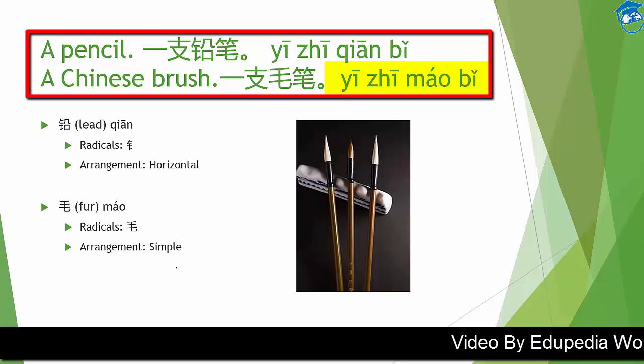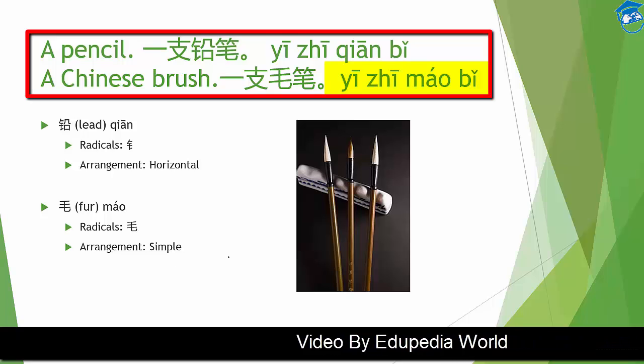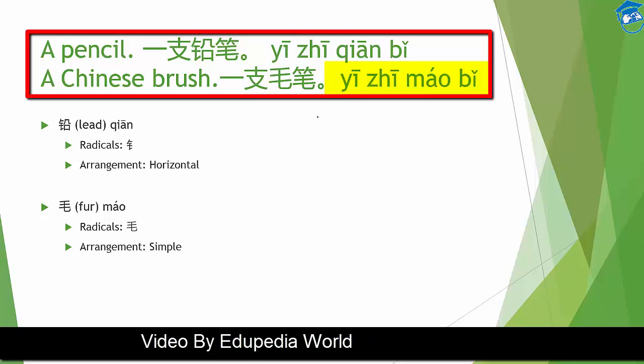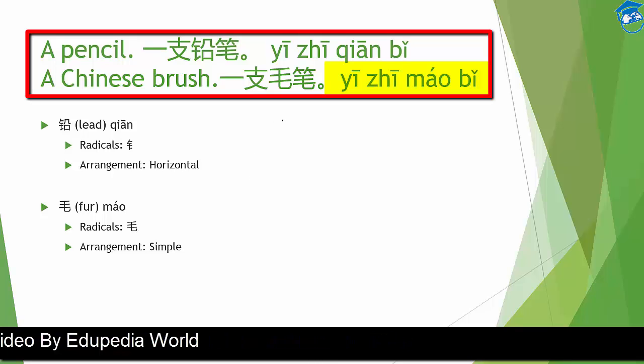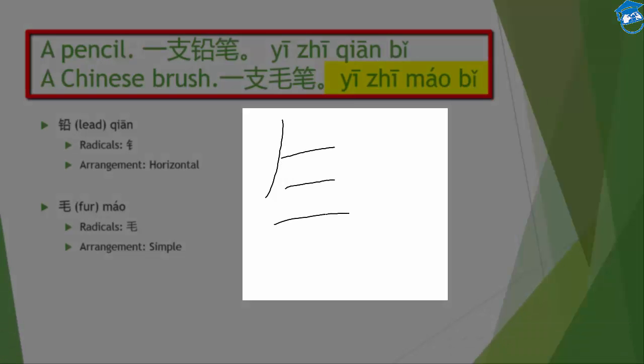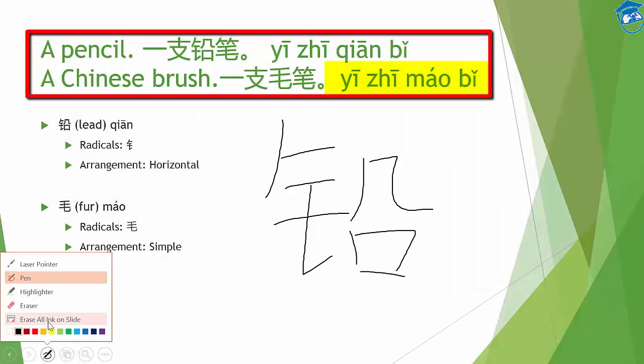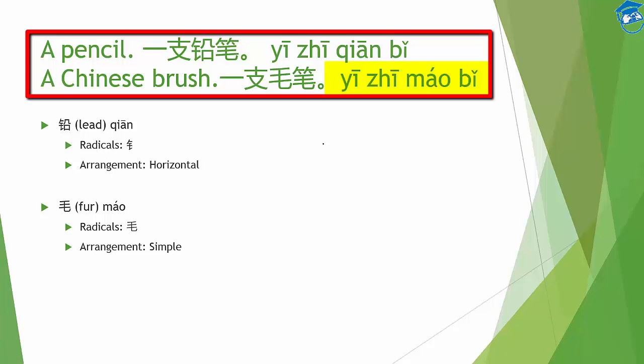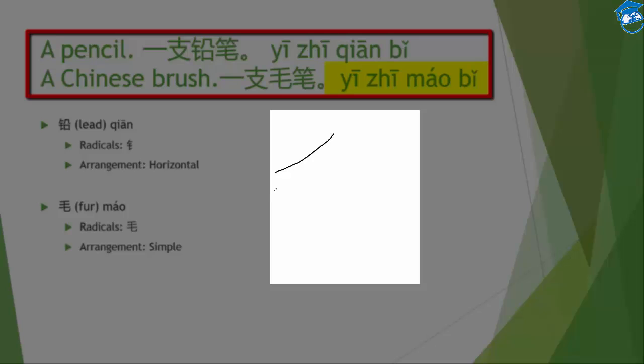Okay, I will get rid of this picture. Okay, this is how you write the word 铅. 1, 2, 3, 4, 5, 6, 7, 8, 9, 10. Alright, so that's the word 铅. And this is how I write 毛. 1, 2, 3, 4. Okay, 毛.